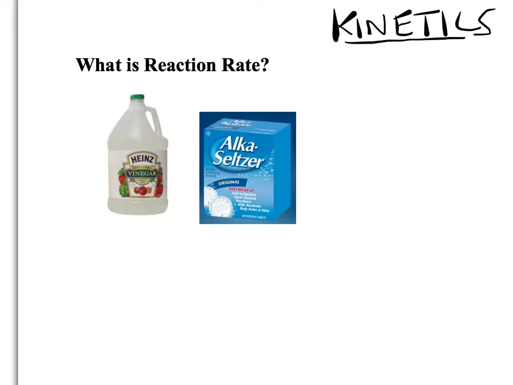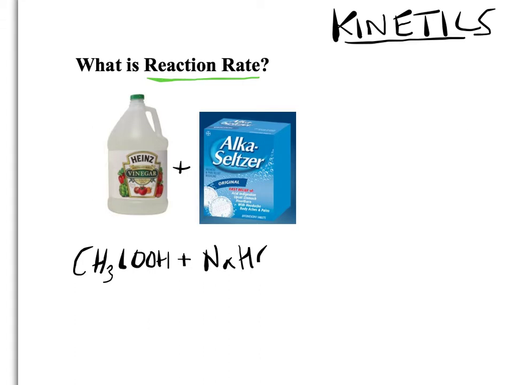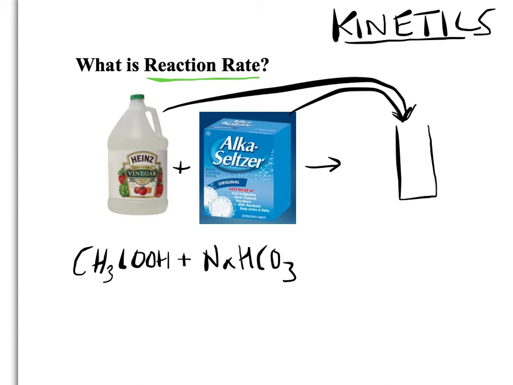But first, this video is all about review of reaction rate. So I'm going to reference a lab that we did in CP chemistry where we took vinegar, which is basically acetic acid, CH3COOH, and we added vinegar to Alka-Seltzer, which has the chemical formula NaHCO3, sodium bicarbonate. And if you remember, we added these into a film canister, boom, boom, and then we took a lid and we put a lid over the top.